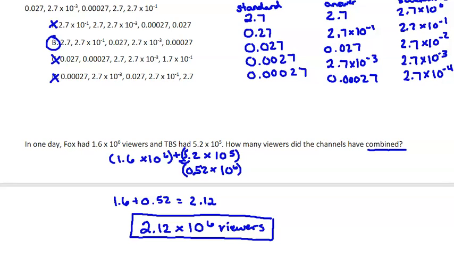So then I'm going to add my mantissas together. So 1.6 plus 0.52 is going to give me 2.12, which becomes my new mantissa. And then the 10 to the 6th, which I matched at the very beginning, becomes my new exponent. And remember, we are talking about viewers, so it's 2.12 times 10 to the 6th viewers.